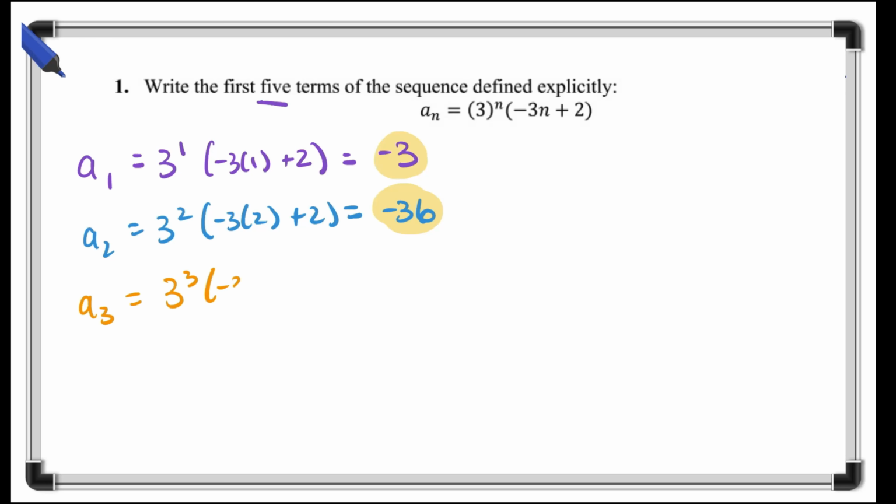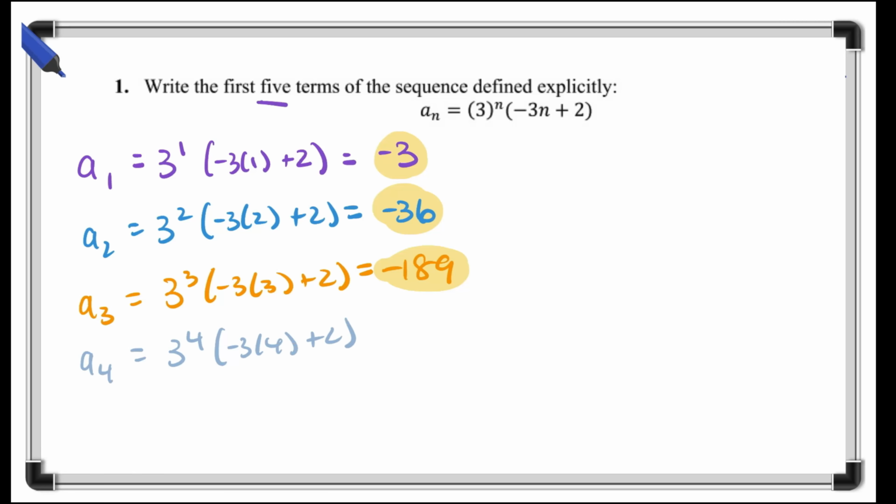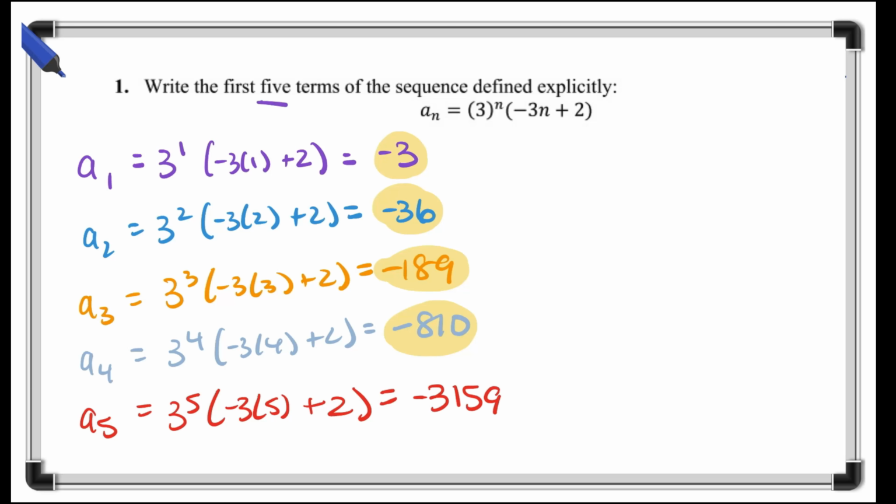A sub 3, and then you have negative 189. A sub 4, you're going to get negative 810. And then A sub 5, and then you have negative 3,159. So here are your first 5 terms of your sequence.